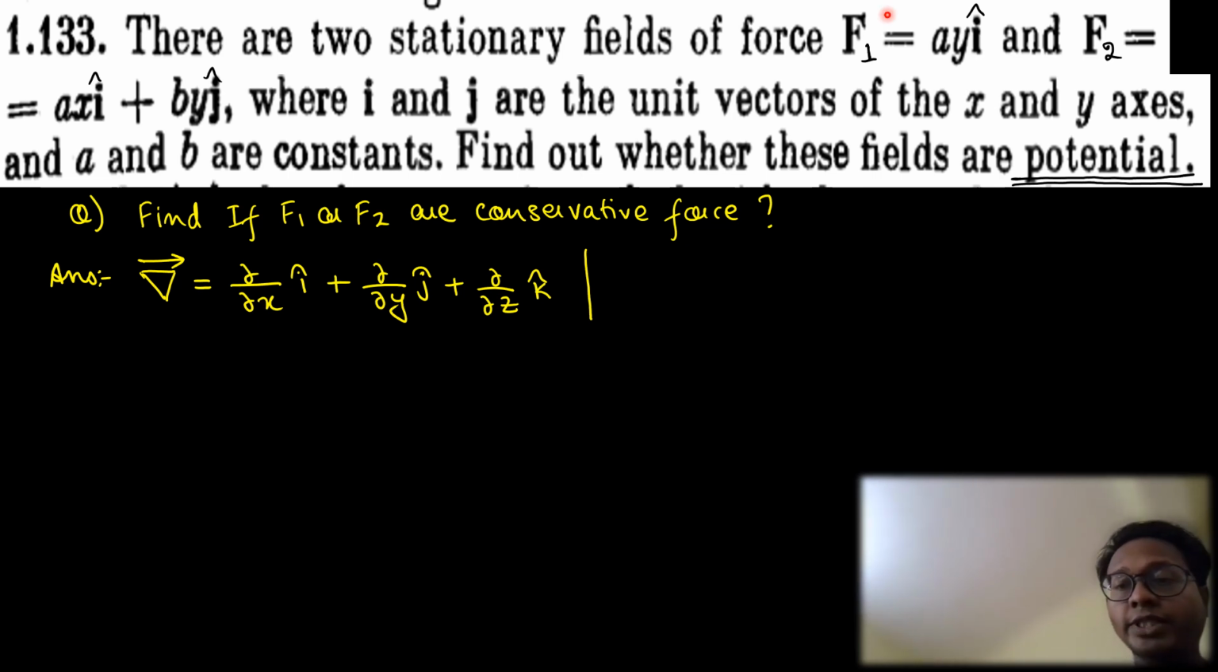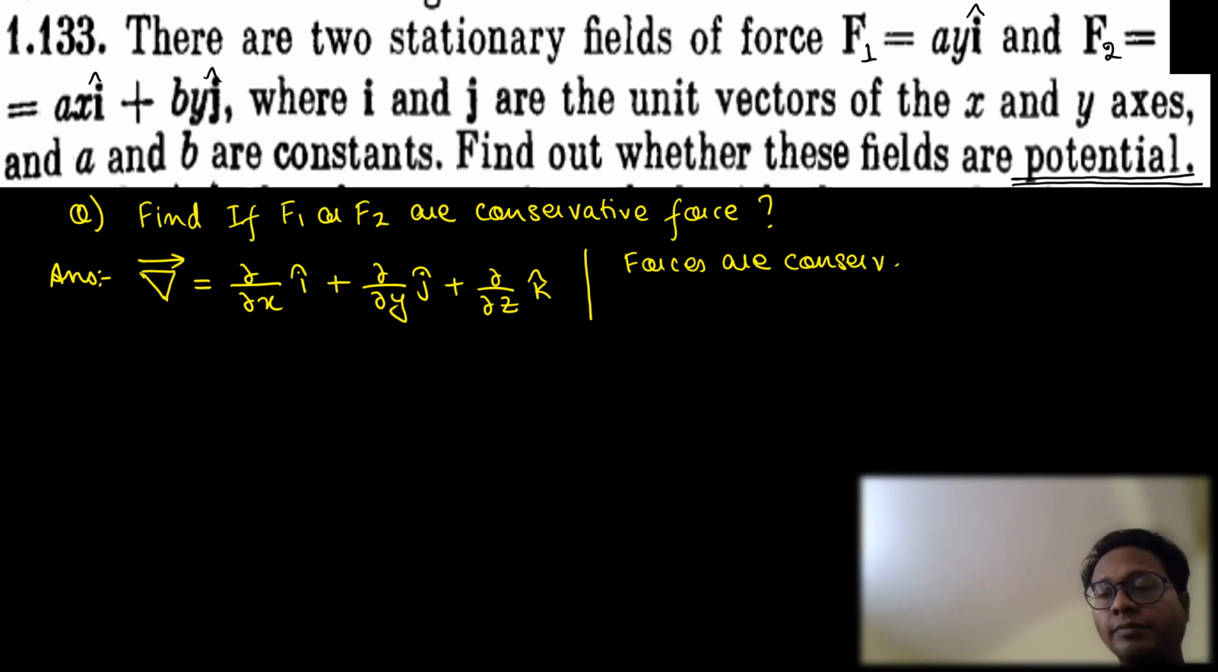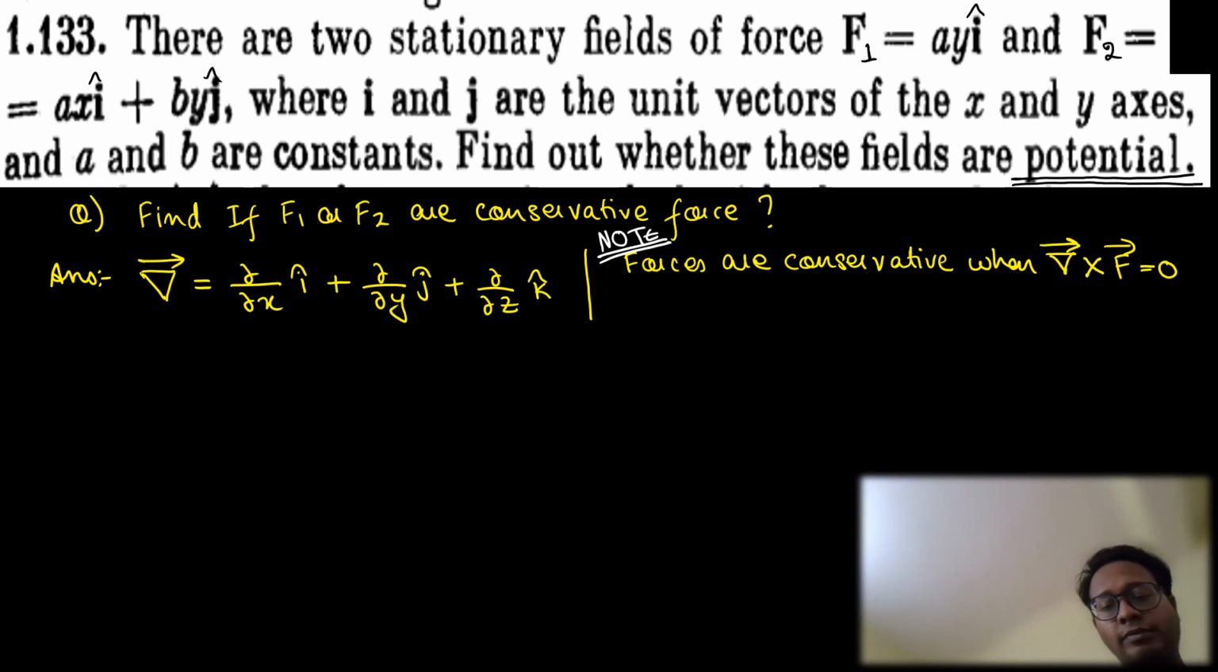Suppose any force is expressed in terms of x, y, z, i, j cap. The necessary condition for the force to be conservative is that forces are conservative when this vector crossed with the force, that means the cross product of this vector and the force, is equal to 0. This is the mathematical condition for conservative force. In the language of physics, this is known as the curl of force F.